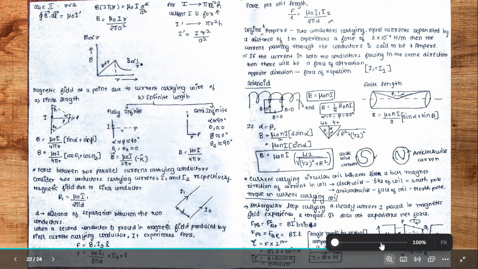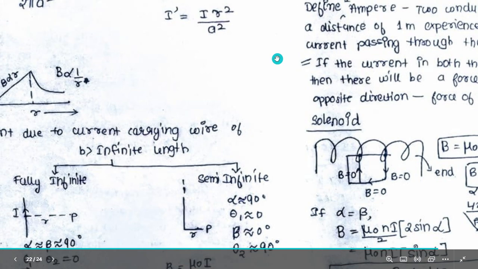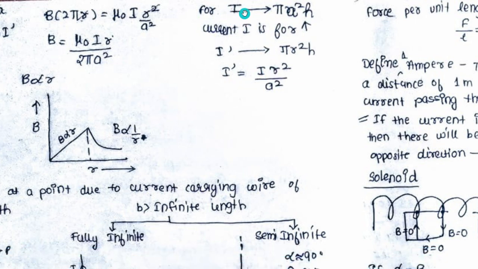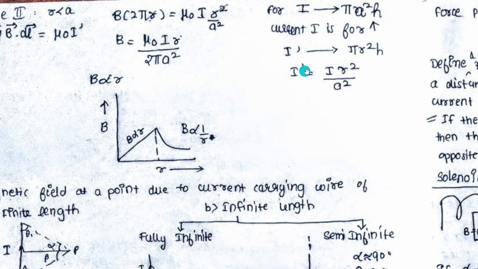So from this I can derive the relation between I dash and I. For I we have pi a square h, and for I dash we have pi r square h. From these two equations, I dash is equal to I into r square by a square. I substitute this I dash value here, so finally I get B is equal to mu naught I into r by 2 pi a square.